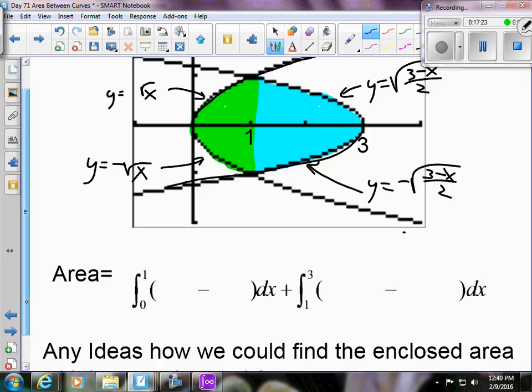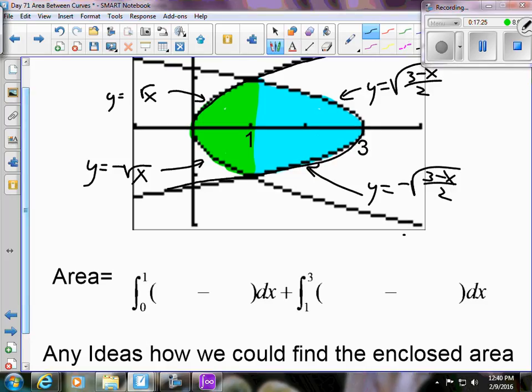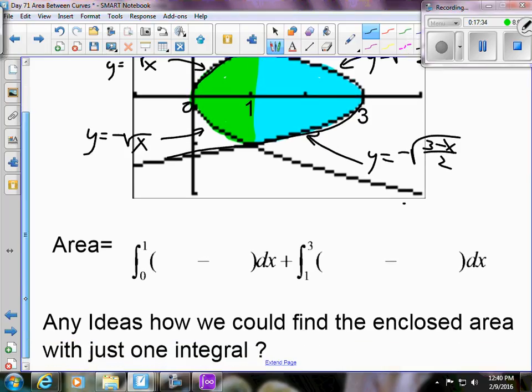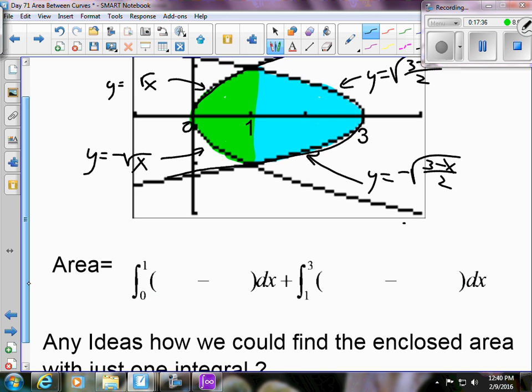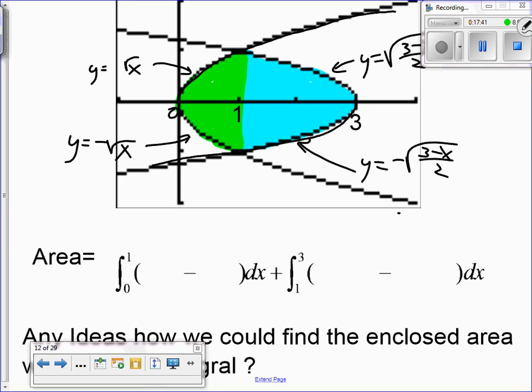Now I've labeled the important x values where they intersect. The x coordinate is 1 over there, and it's 3. So let's go ahead. Let's say we're going to use vertical strips, and we want to get the area of the first region.